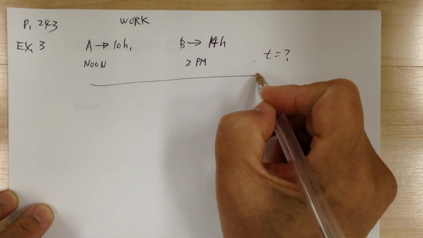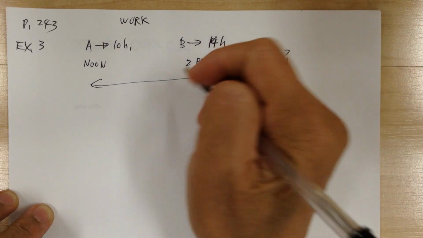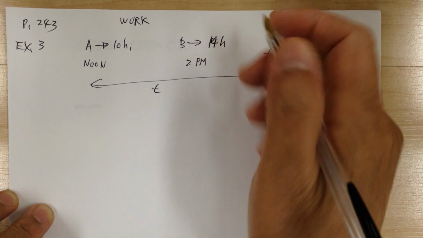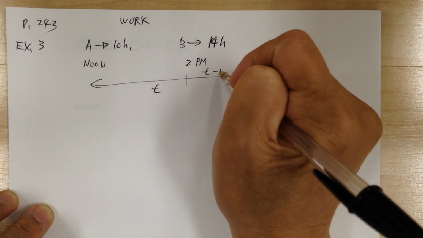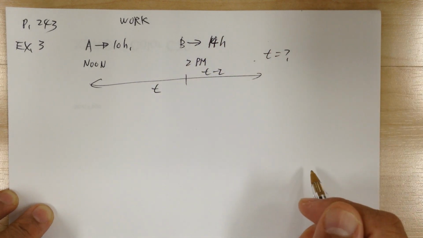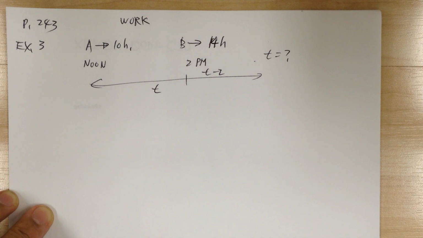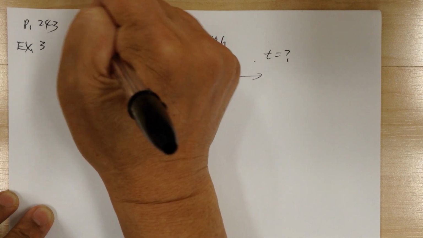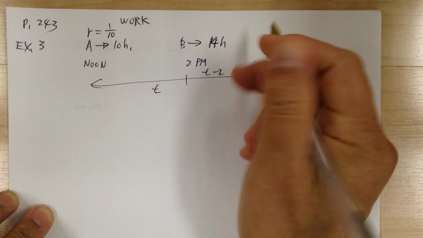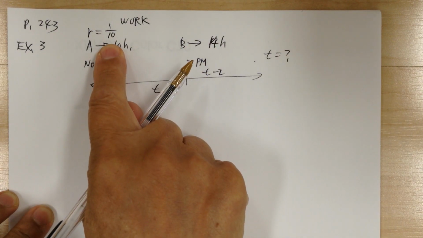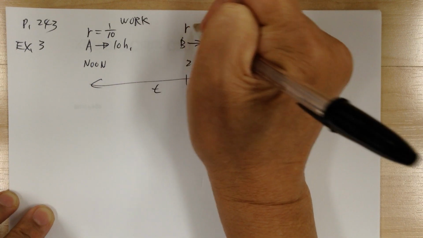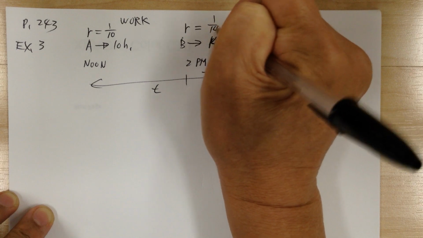So from here to here, I'm going to call it T, for time. Now this one starts 2 hours later, so this would be T minus 2. So first you have to figure out the rate. Since this can finish in 10 hours, the rate is equal to 1 over 10. That means every hour it's going to do 1/10. Okay, that's how fast it's going. So for this one, the rate is equal to 1 over 14.